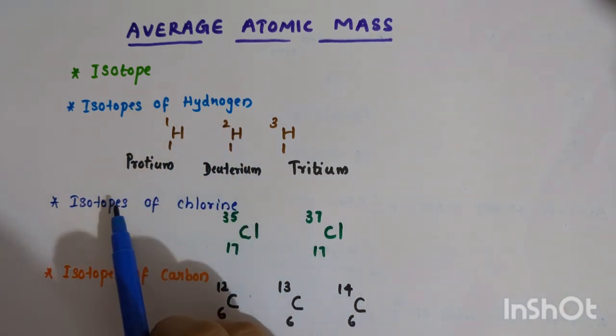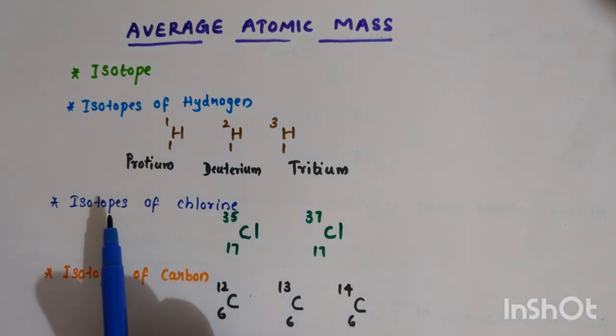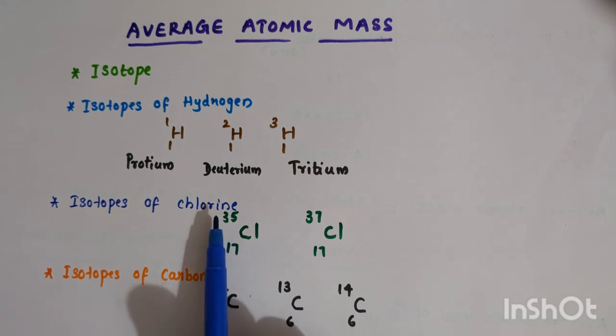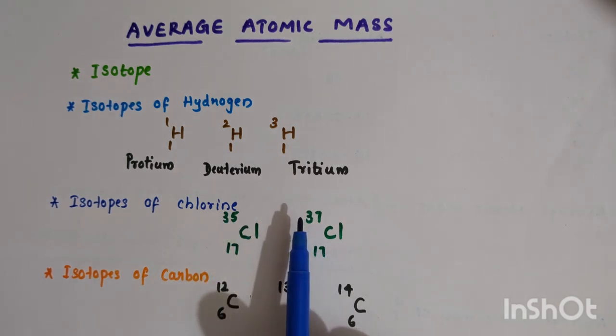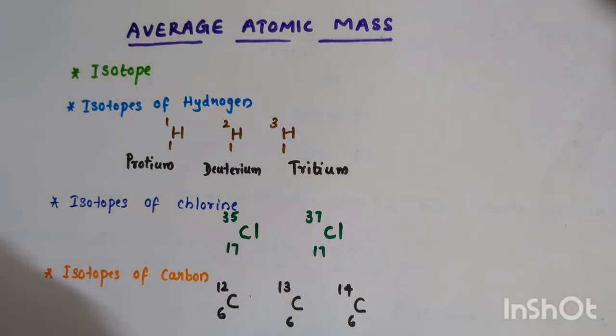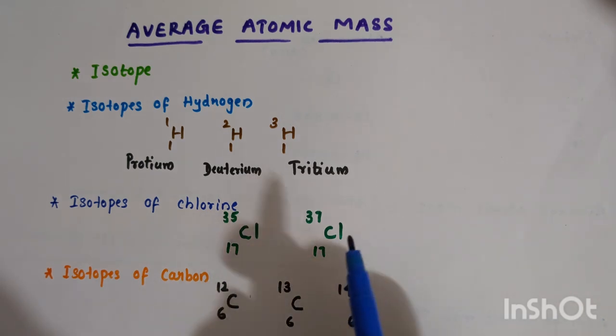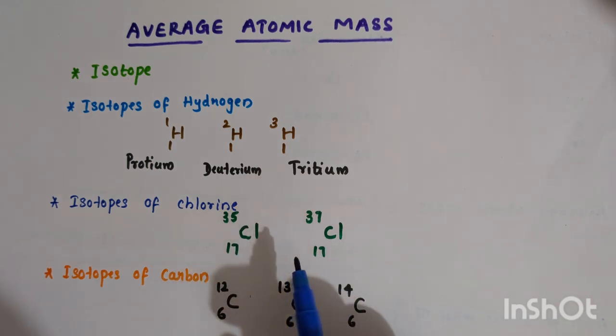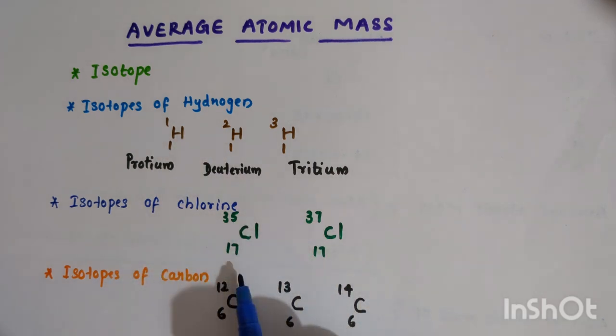Similarly, if we consider chlorine, the isotopes of chlorine are Cl-17-35 and Cl-17-37. Same atomic number, different mass number. And if you consider the isotopes of carbon, we have three naturally occurring isotopes: C-6-12, C-6-13, and C-6-14. Same atomic number, different mass number. So many naturally occurring elements have more than one isotope.